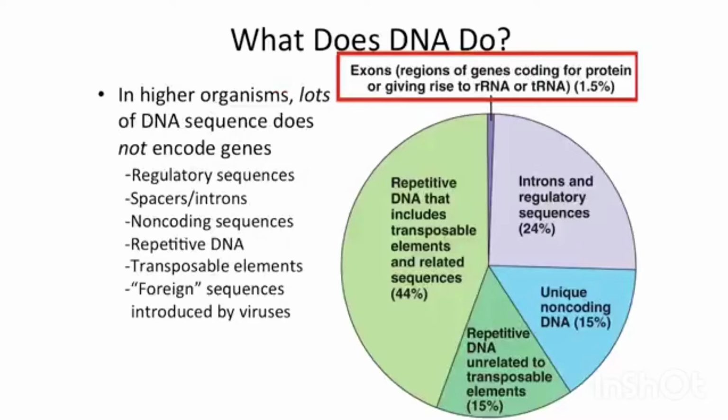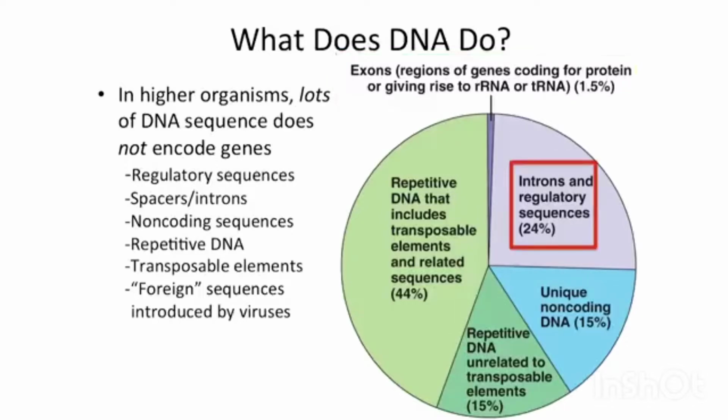Only 1.5% of human DNA codes for proteins, or transfer RNA and ribosomal RNA that are involved in making protein. Lots of DNA sequence does not encode genes. There are introns interspersed with coding sequences that are taken out when a protein is produced. There are regulatory sequences that determine what parts of the DNA are available for being copied or used, and how DNA is packaged. There's unique non-coding DNA, a significant percent, and we don't know necessarily what it does.